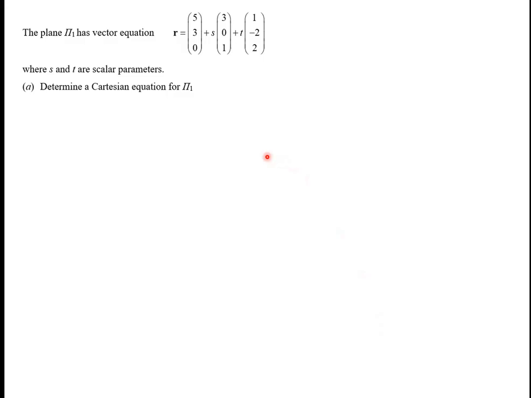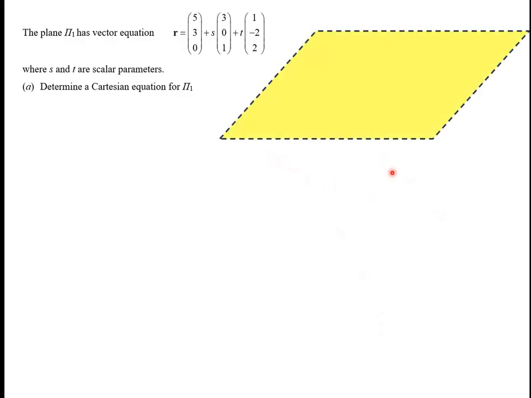Here's the question. I thought it'd be an opportunity for me to do some pretty pictures on my PowerPoint. So here's my plane with that vector equation. There's the origin. Now if I draw the 5, 3, 0 vector like this, from the origin to that point, that's the point in the plane 5, 3, 0, where s is equal to 0 and t is equal to 0. So it's got position vector 5, 3, 0.